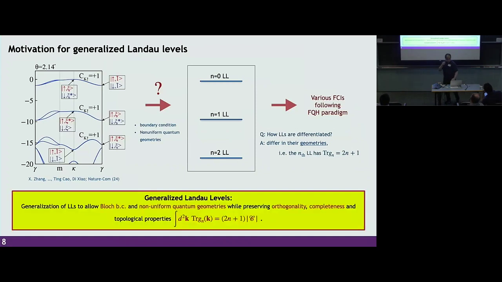So the key message here is that we will generalize the notion of Landau levels to allow the Bloch boundary condition and allow non-uniform Berry curvature while preserving some key properties, for example, orthogonality and a complete basis. And importantly, we will show that the generalized Landau level obeys the integrated quantized trace formula. So for whatever non-uniform Berry curvature, for the nth generalized Landau level, if we take the trace of its quantum metric and integrate over momentum space, we will get 2n plus 1. And we will later talk about why such a new basis is useful in Moiré materials.